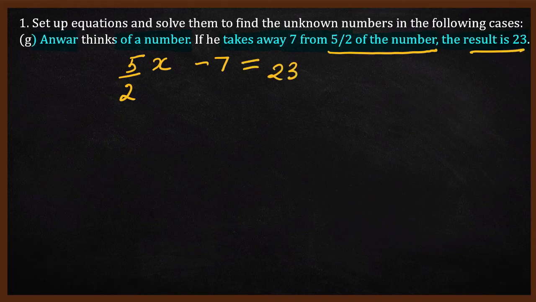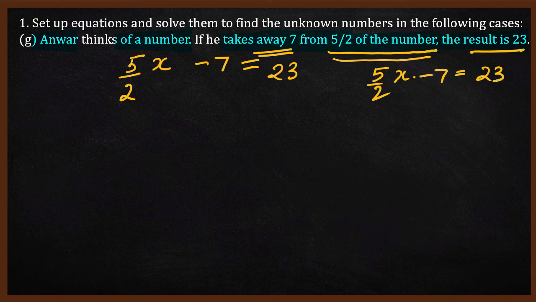Okay, this is critical. So we have to do 5 by 2 of the number. So this becomes 5 by 2 x and then you have take away 7, so that becomes minus 7, and then you have result is 23, so that's why we write it like that. So it's quite important to write this properly. So if I write it properly, you have 5 by 2 x minus 7 equals 23.